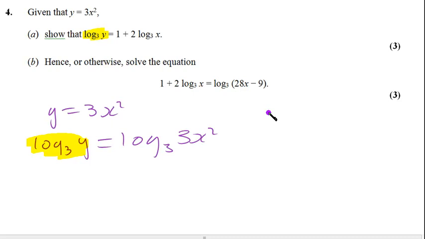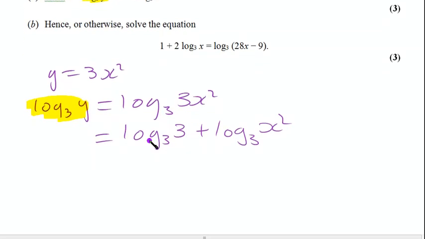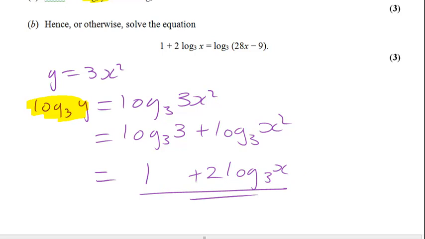Now this is a case of where you need to know your logarithm laws. Now you've got two things times together, 3 times x squared. You can split them up using the addition rule. So log 3 of 3 plus log 3 of x squared, this was equal to this. Log 3 of 3, what power do you raise 3 to get 3? Well, that is just 1. And then there's the power law where we can bring down the 2 outside the logarithm. And this shows the result that we want.